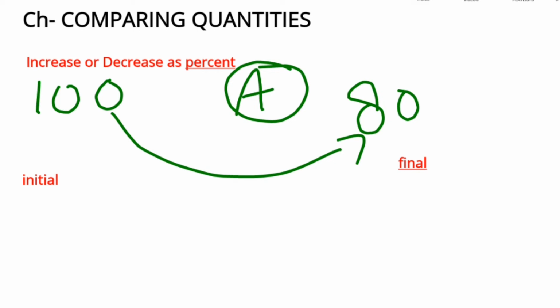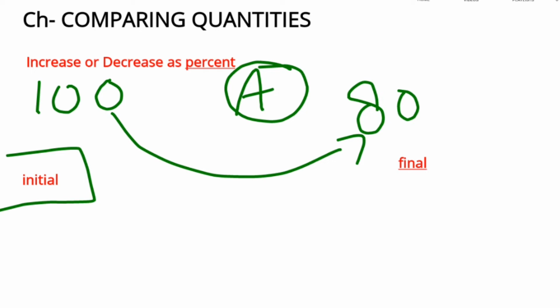We have two quantities, one is initial and the second is final. Now what is initial and what is final? Final, I hope, is clear by the name, meaning what we are having at last, and initial means the starting. Whatever value you are having at your start is known as initial. Now we have to compare these two quantities for increase or decrease, and then compare it as a percentage.